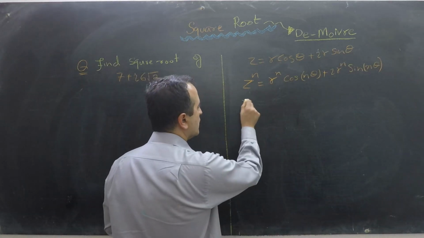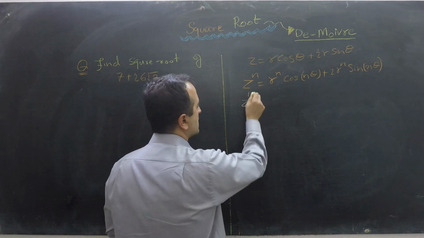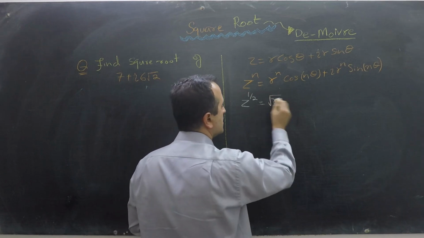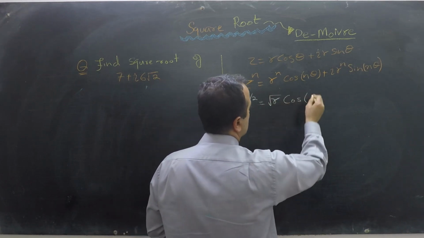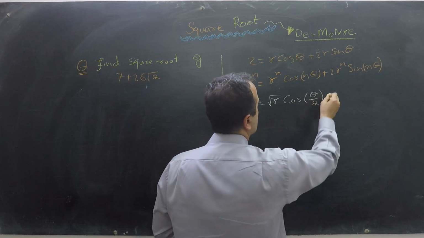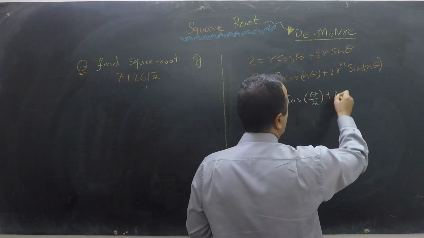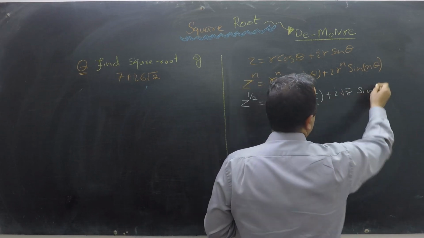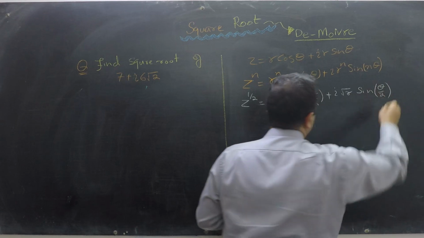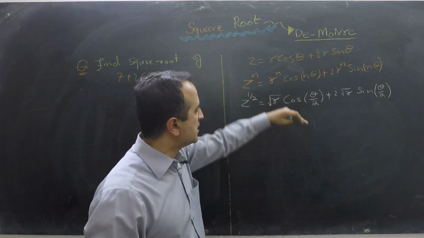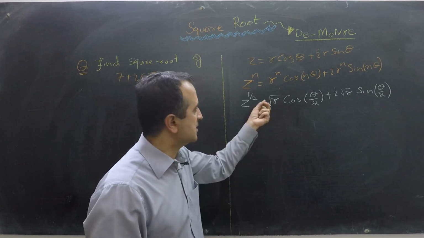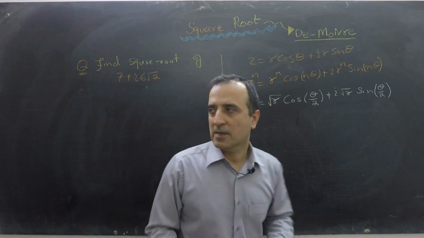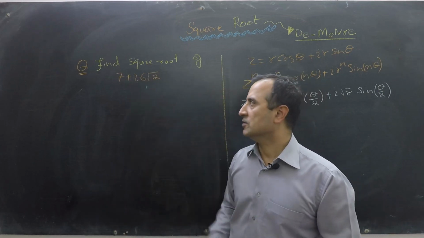So the square root of a complex number will be equal to square root of r cos theta over 2 plus iota square root of r sin theta over 2. Although in this video we are calculating the square root, we can use this result to compute any power of a complex number. So now let's find the square root of this number using this theorem.